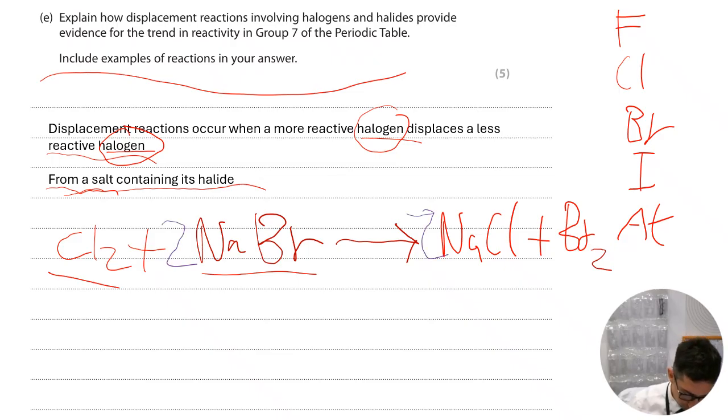Okay, so it says explain how displacement reactions work. So this basically proves that chlorine's more reactive. So I think we would add at this point that halogens at the top of the periodic table are more reactive.